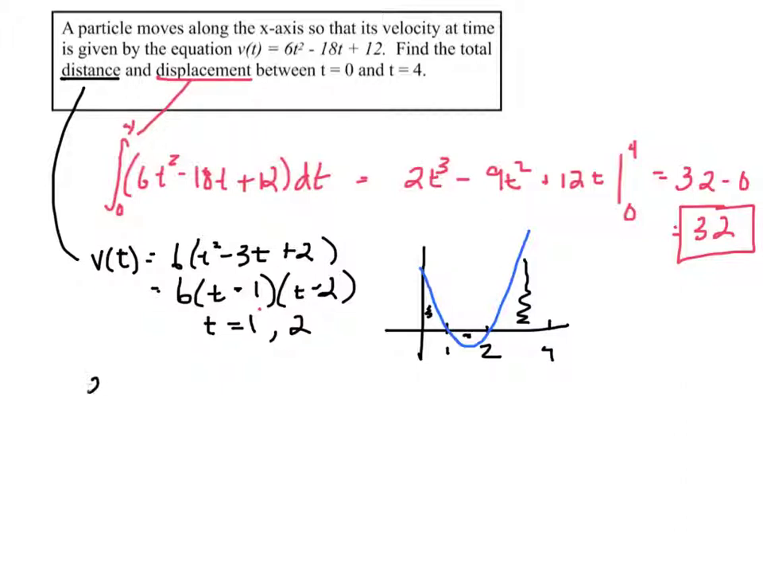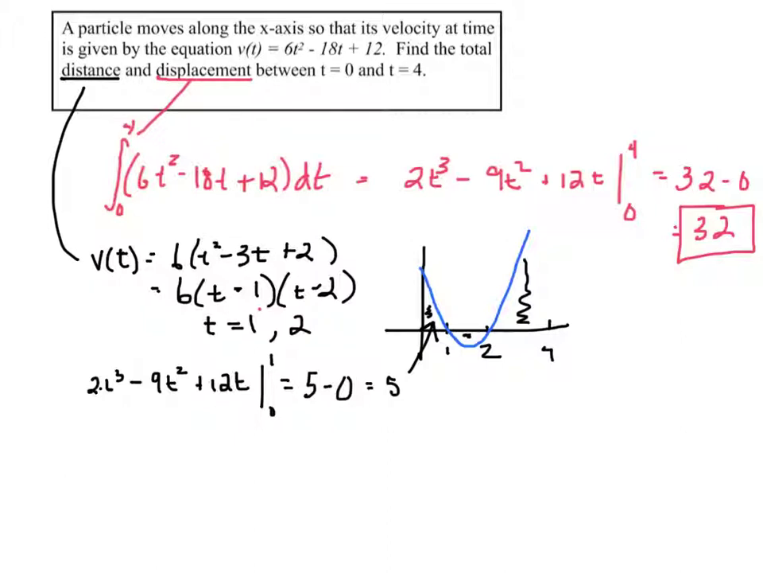Let me skip that step and go to the antiderivative, and evaluate at 1 and 0. Let's start with that first little bit of positive area. If I plug in 1, I get 2 minus 9, which is negative 7, plus 12, which is 5. Plug in 0, I get 0. So the answer is 5. This area right up here is 5.